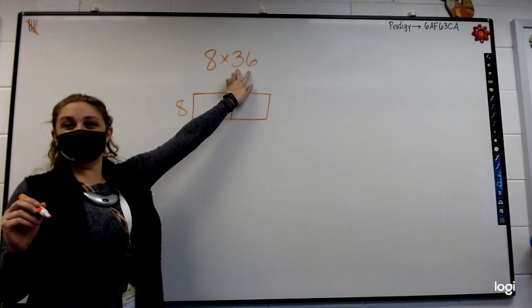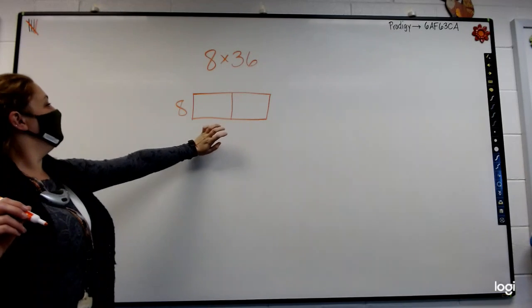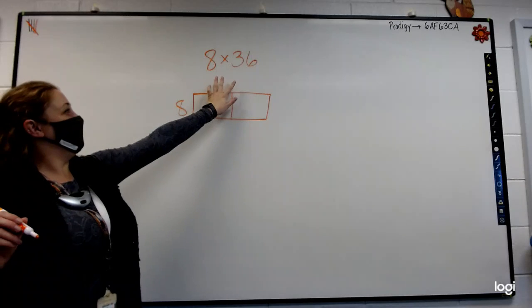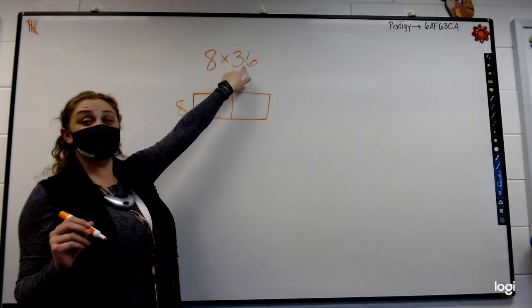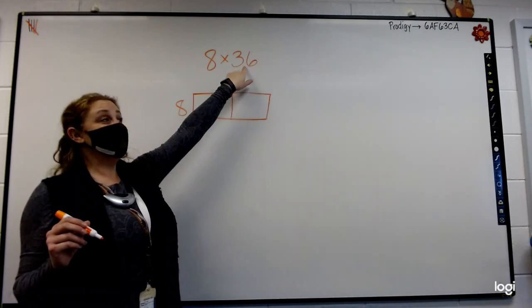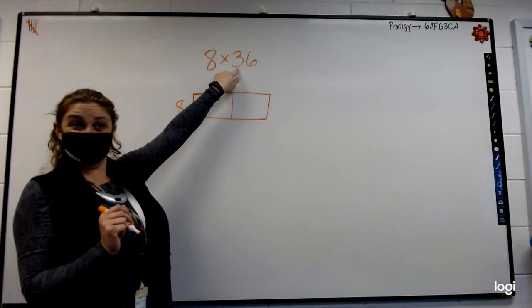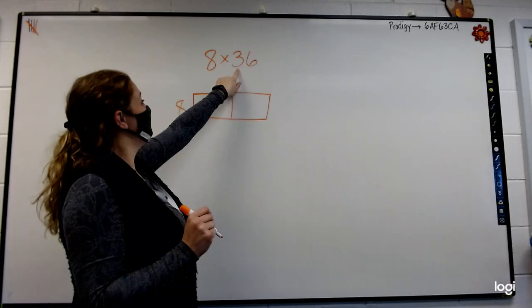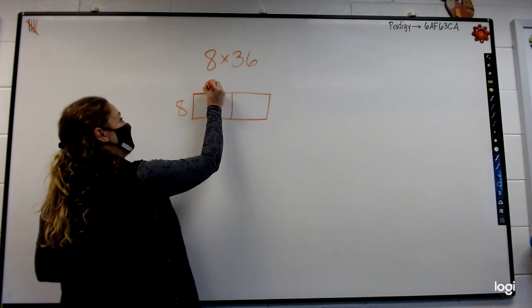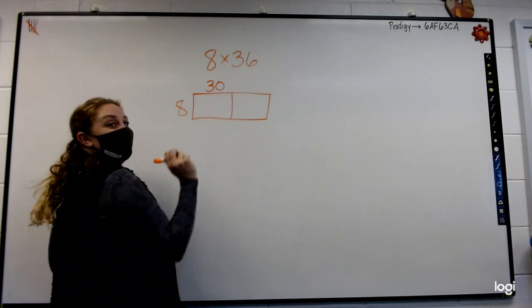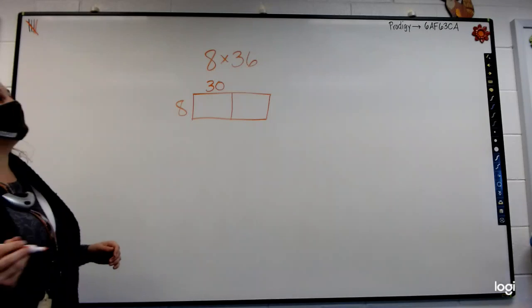You don't even have to put a times sign next to the 8. Up at the top, the 36, we basically need to write in expanded form. So what is the value of that 3? Cadence? 30. So 30 goes above one box. What's the value of my 6? Madeline? 6. Just a 6.